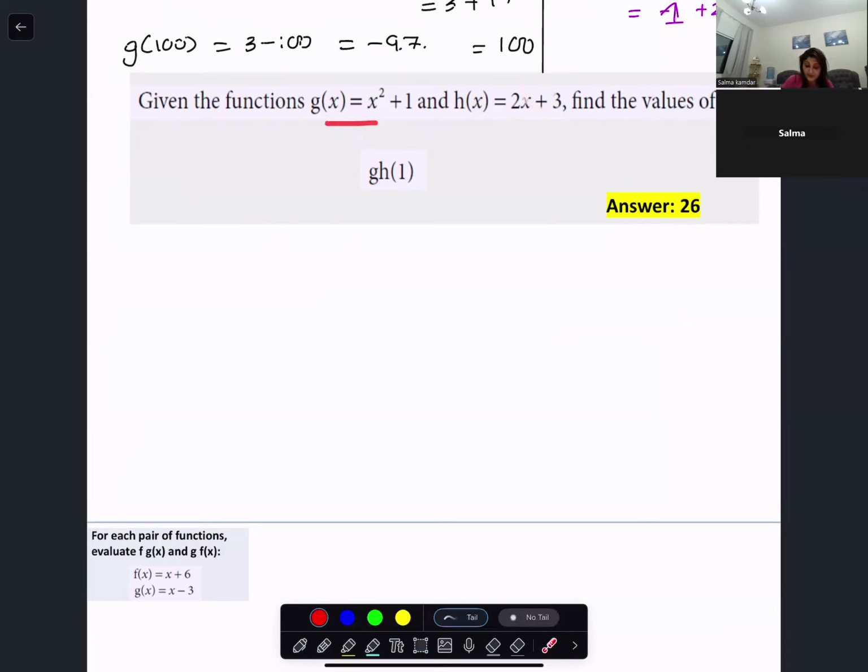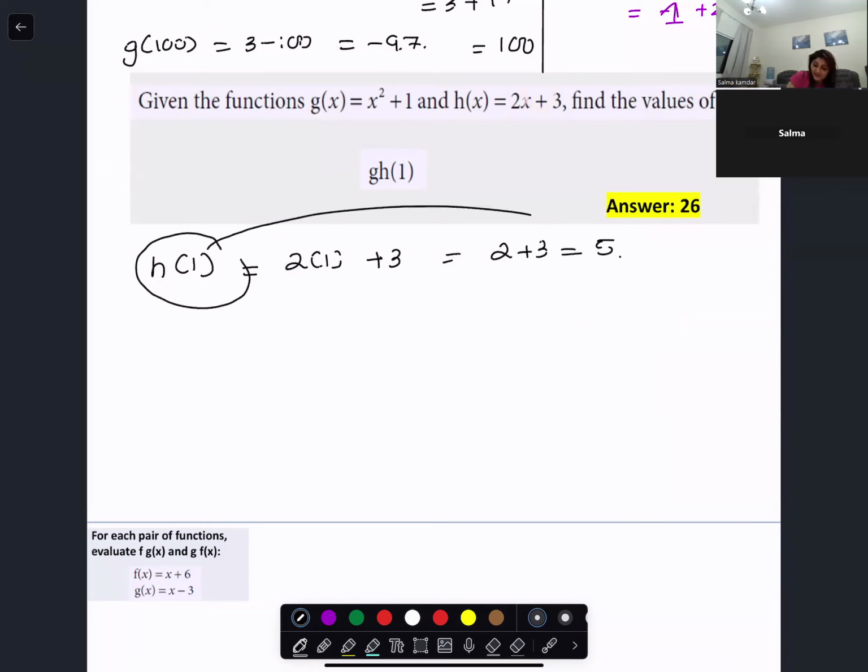Okay, you have two functions, g(x), h(x). Find the value of g(h(1)). Instead of x, you want the value of the function at h(1). So first I will find h(1). h(1) is equal to 2 times 1 plus 3. That is 2 plus 3 is equal to 5. So value of h(1) is 5.